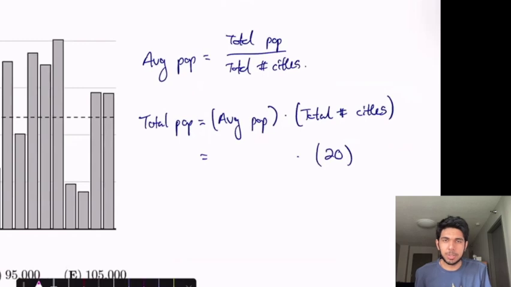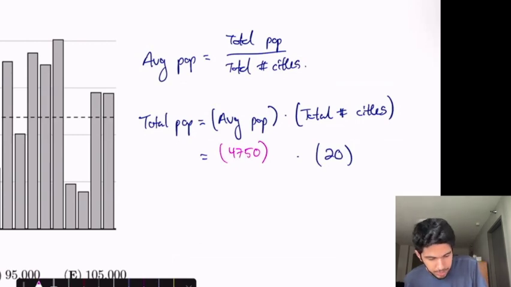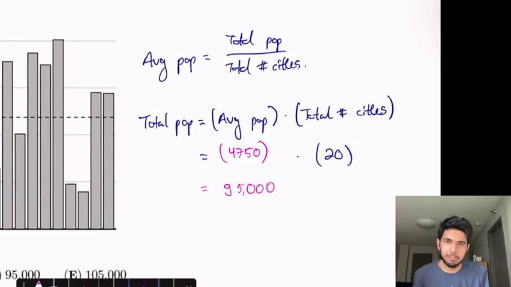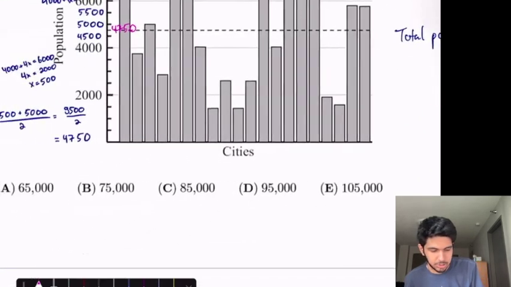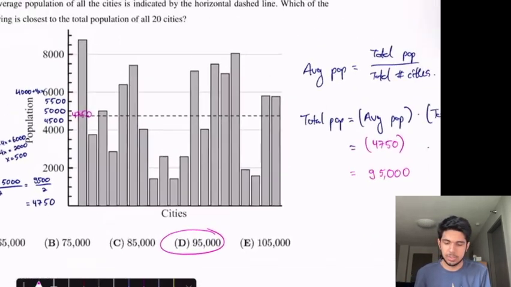So if we go back to our work here, we'll substitute 4,750 for the average population. And now we can multiply. 0, 0, 0, 5, 9, 95,000. And that should be our answer. Sure enough, that's answer choice D. So that's what we'll go with.